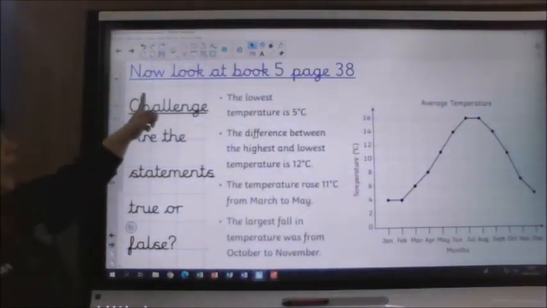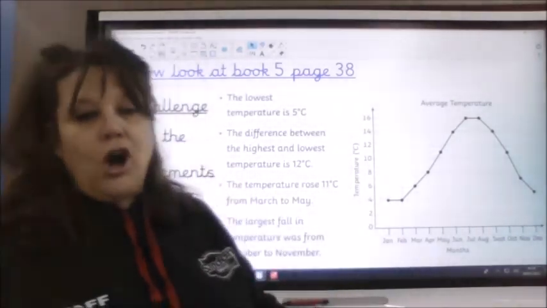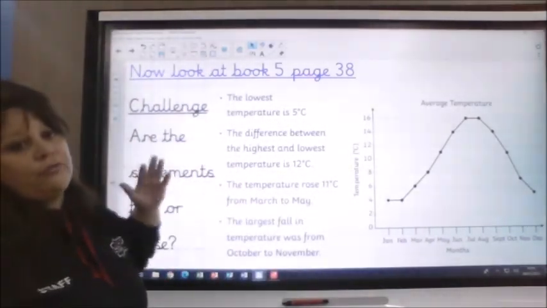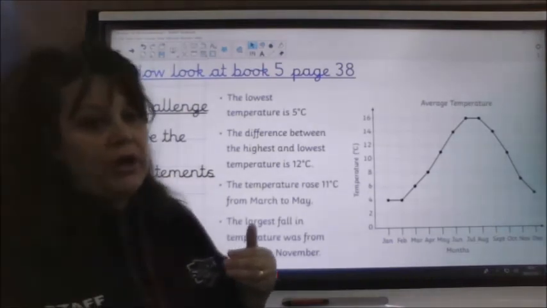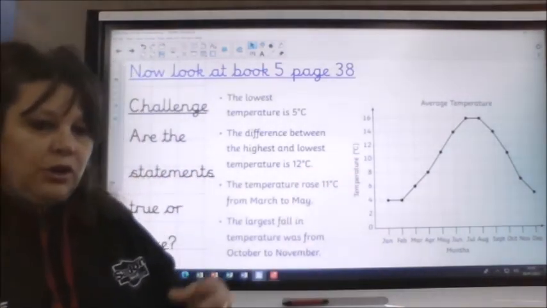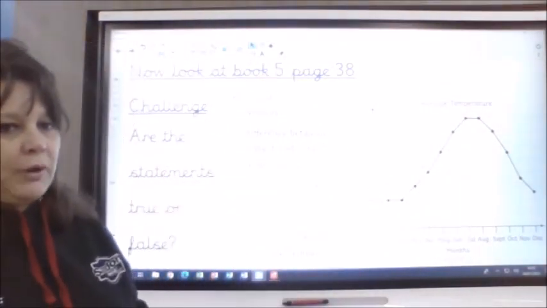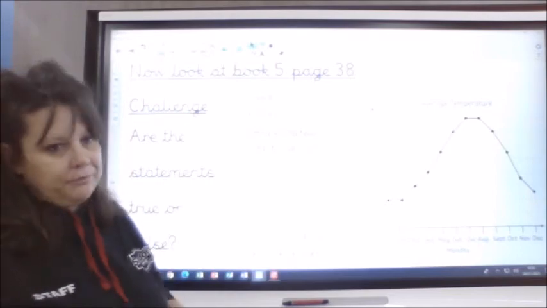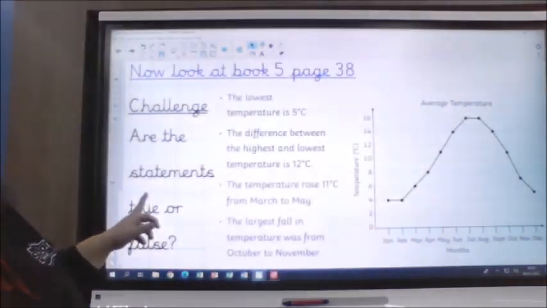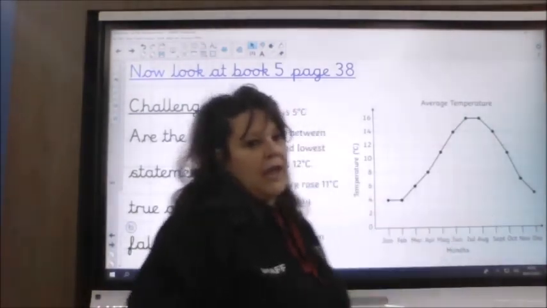Okay, so what are you going to do today then? So you're going to look at book 5 and page 38, and you've got another line graph and you've got lots of questions to answer on it. Use your ruler, look at the scale, have a little look. Have you got any calculations to do? I'm sure that you're going to answer that really, really carefully. Then you've got a challenge. You've got some questions on a line graph here.